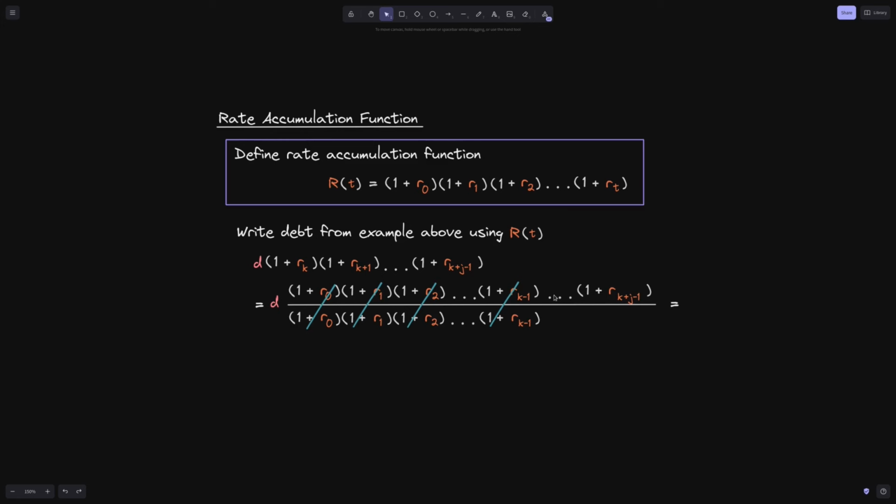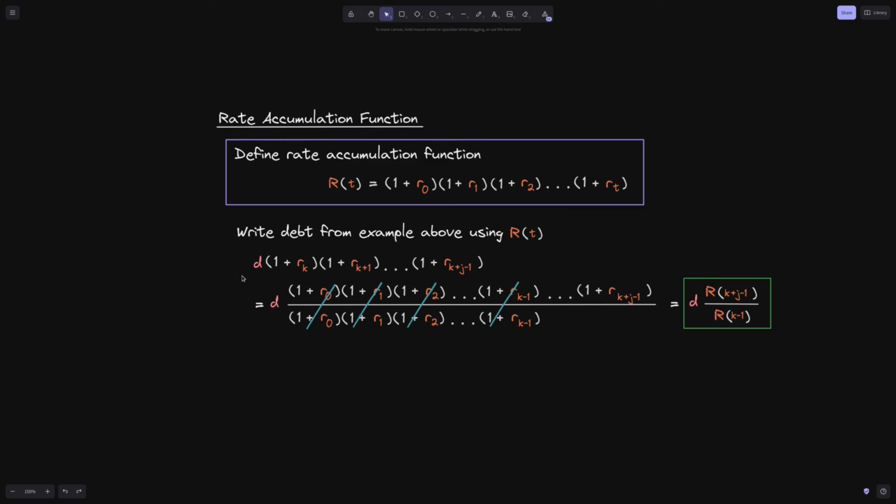And we're left with, on the top, the multiplication that will start from 1 plus RK. And this is equal to, we still have the D. The top part, we can rewrite it using the rate accumulation function. This will be capital R of K plus J minus 1. And the bottom will be R of K minus 1. And this is the debt that the user owes, rewritten using the rate accumulation function. Now at first glance, this doesn't look so useful. We just rewrote this equation in a different way.